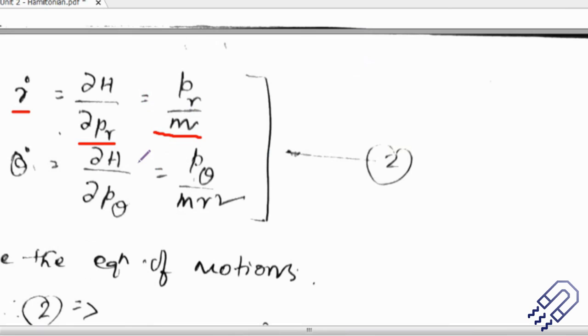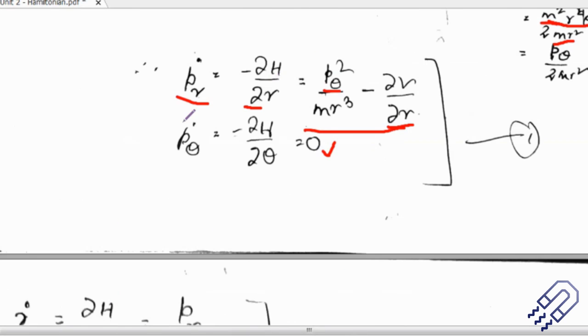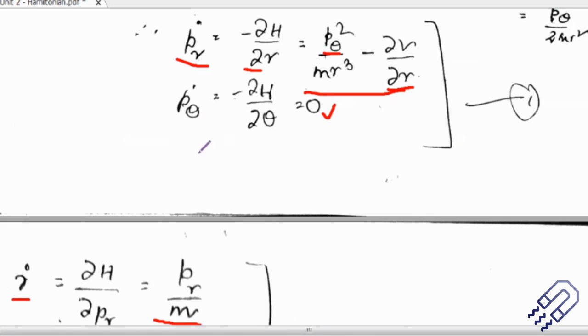Theta dot is equal to del h del p theta, which is equal to p theta by m r square. Again, we have done it. So these are the two equations. Now what we do usually is we try to combine these two, right? If I keep this on the same screen, you see p r dot is this and r dot is p r divided by m.